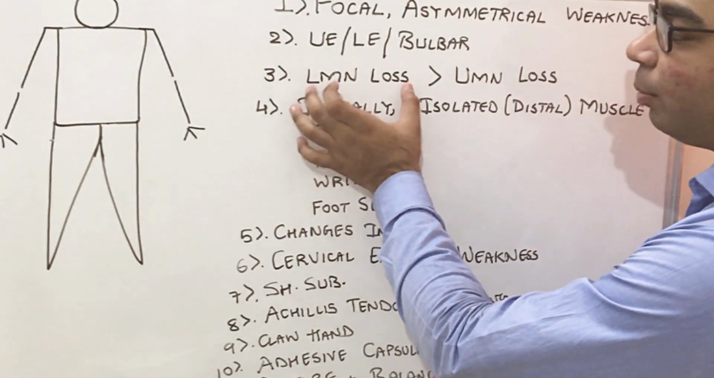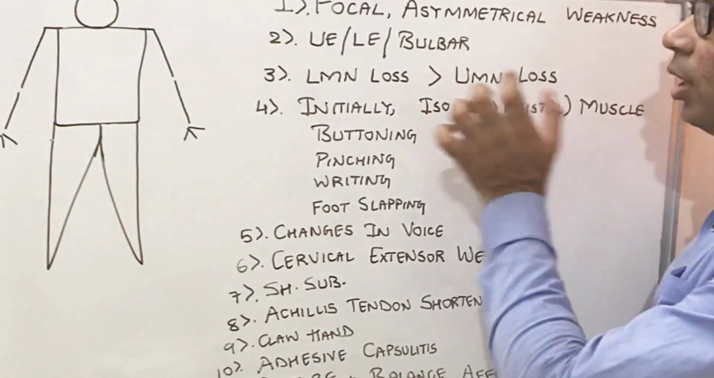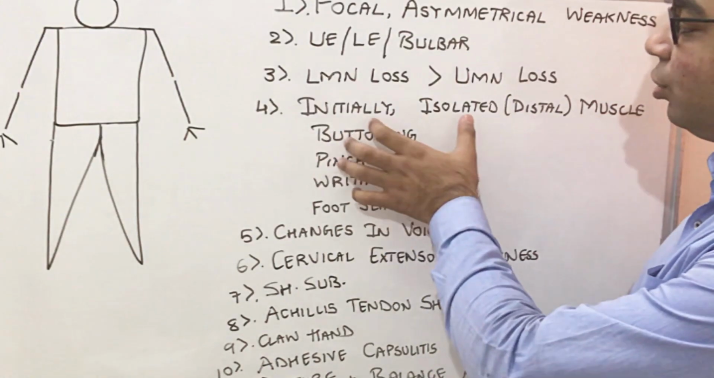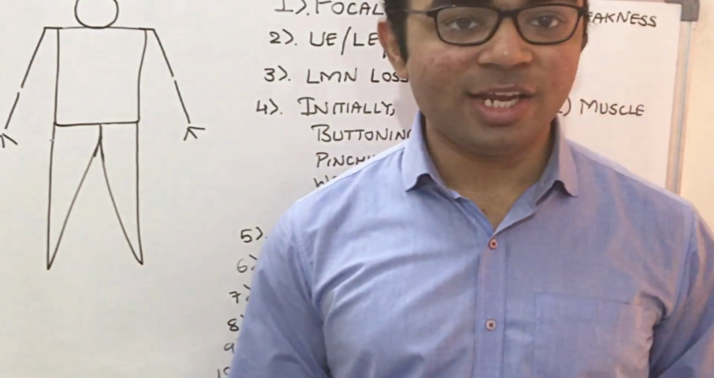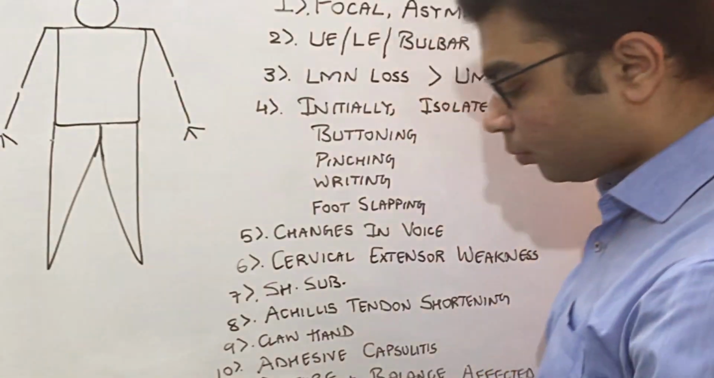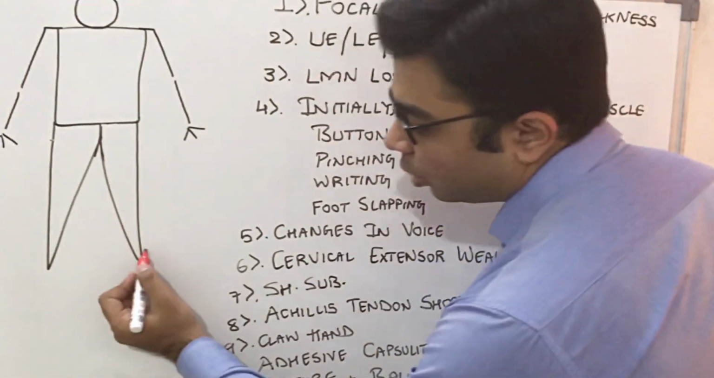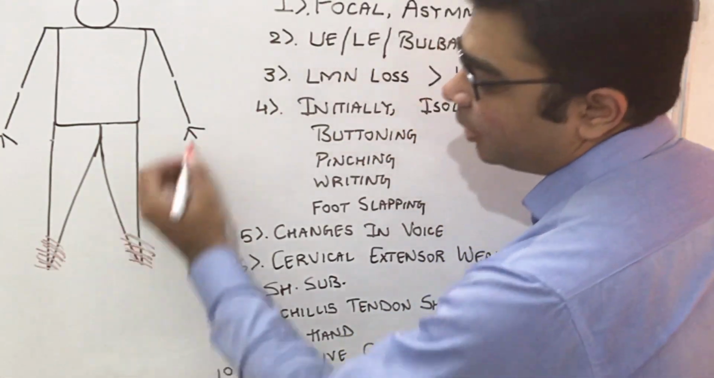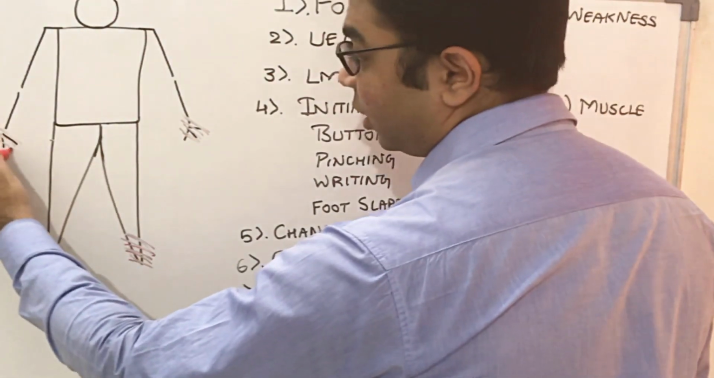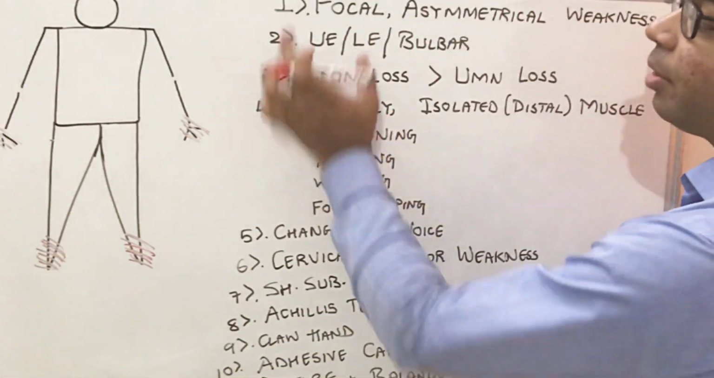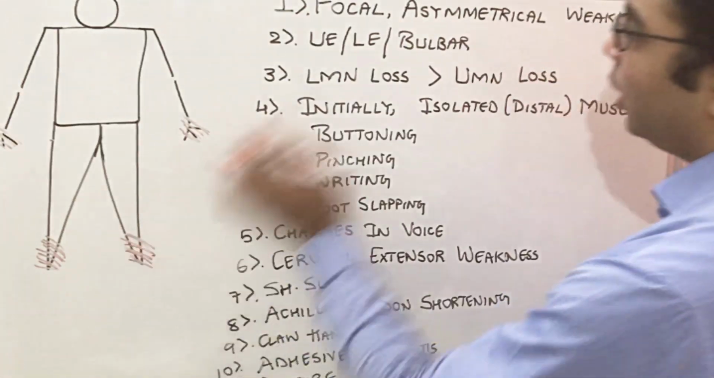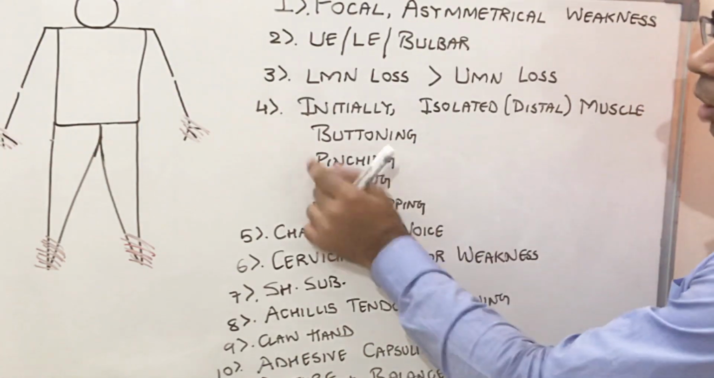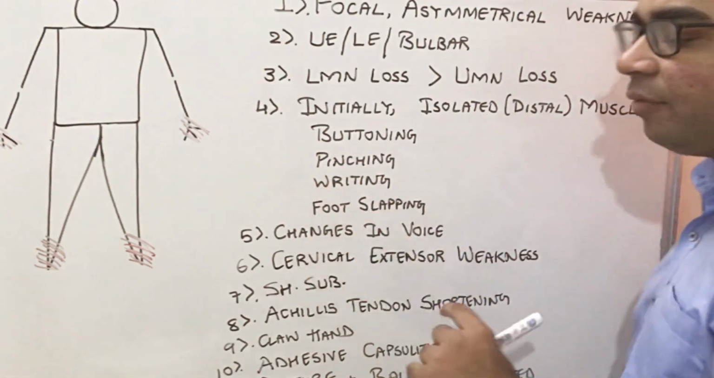Next, lower motor neuron loss causes more dysfunction than upper motor neuron loss. For this, initially isolated distal muscles are mainly affected. So let me write it over here, isolated distal muscles. Distal muscles are mainly affected first, and with isolated muscles. And in this we must remember point number 1, that focal asymmetrical weakness can be seen. The patient may complain of problems in buttoning, pinching, writing, or foot slapping.